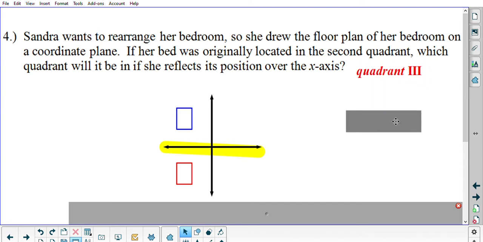Now, do you have to draw a sketch like I just did? No. But for those of you who struggle to visualize problems like this in your head, do a quick sketch of an x and y axis, draw the bed in quadrant 2, highlight the x-axis like I just did, and then figure out where it's going to be once you reflect it over that x-axis. This only takes like 5 seconds of drawing or less. I'm not trying to give you a lot of extra work here. If the sketch helps you to do it right, then draw the sketch. Do what you need to do to get it right.